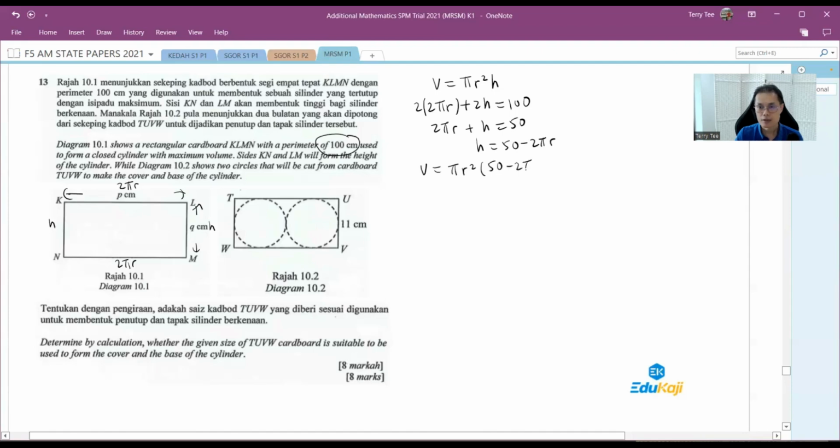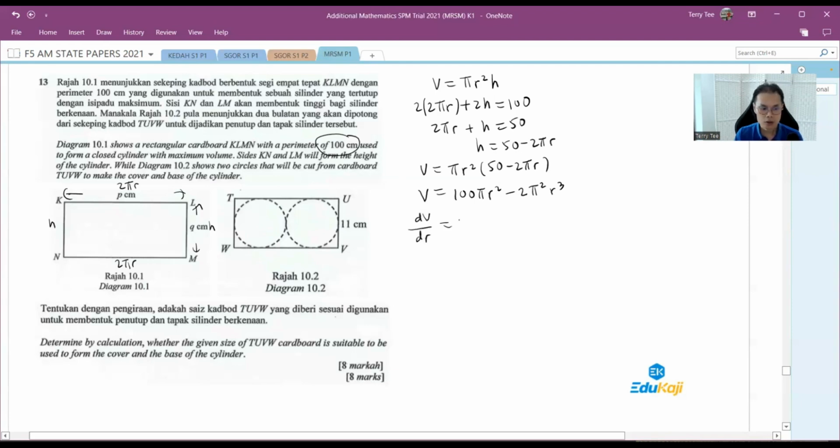50 minus 2 pi r. So when you expand it, you get 100 pi r squared minus 2 pi squared, because pi times pi is pi squared, and then r cubed. Okay, so I got my volume, V, in terms of r. Now, in order to have a maximum volume, we know dV/dr must be 0. So we differentiate first, bring the 2 down.